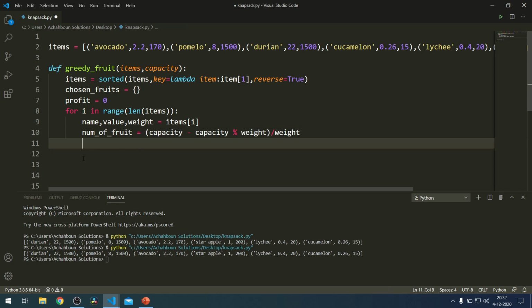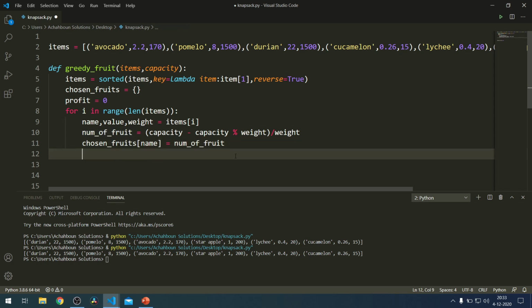Now once we know this, we can basically add or append this to our dictionary, and we will use the name of the fruit as a key, and we'll set this equal to num of fruit. And so now we have basically said for the fruit with this name, we are going to select this much, right? Okay, now let's update the capacity, because we have added fruits.